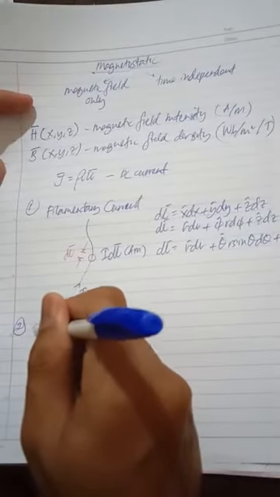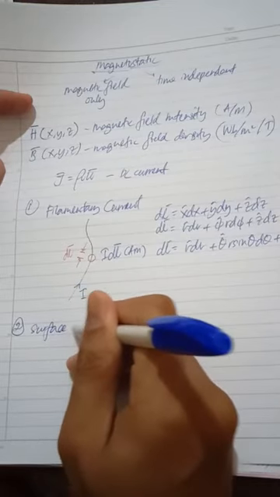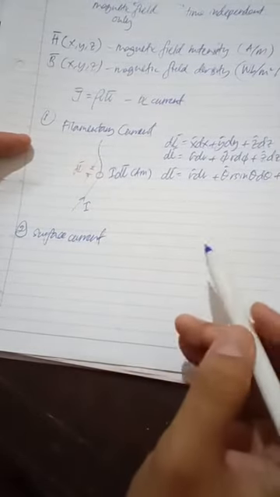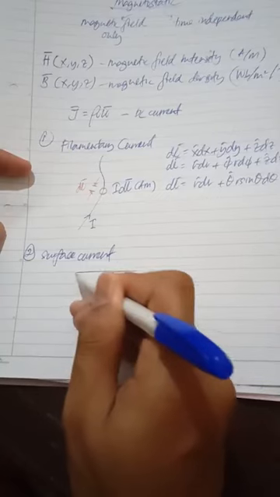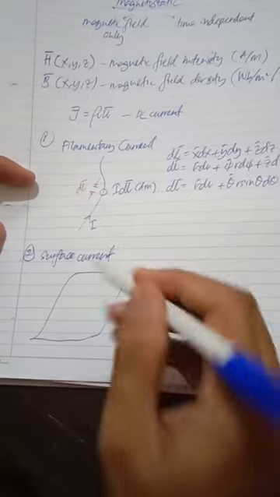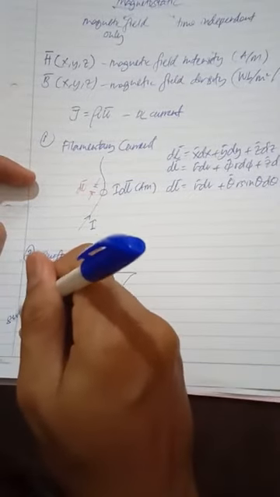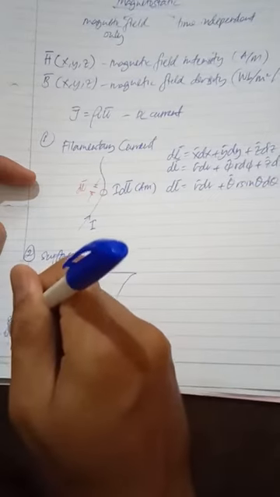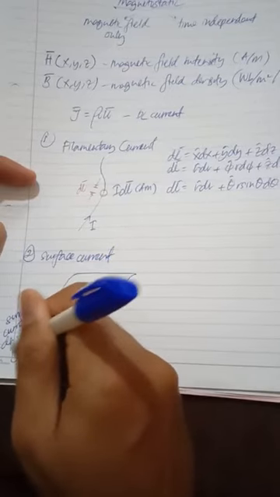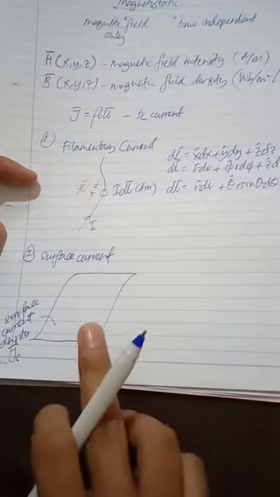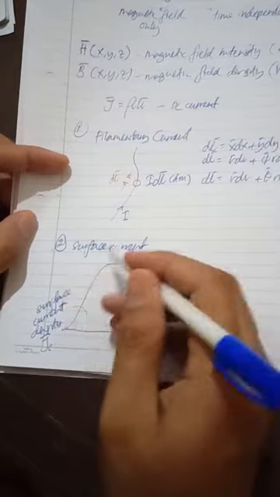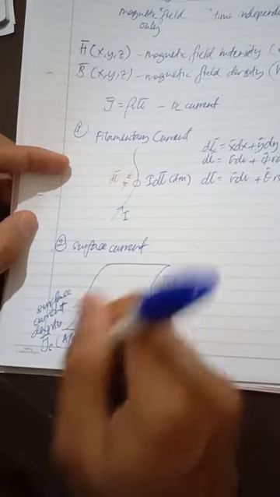So let's look at the second type of source, which is surface current. Let's say we consider a portion of surface current, in this form. This surface current has a surface current density Js. The Js has unit of ampere per meter.